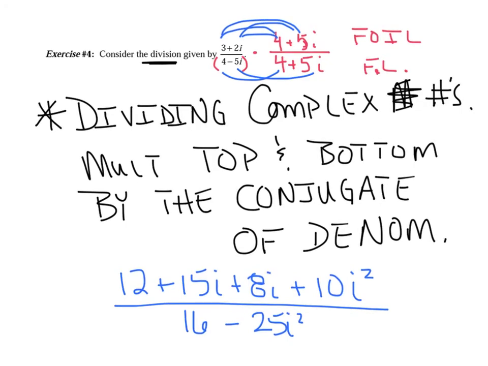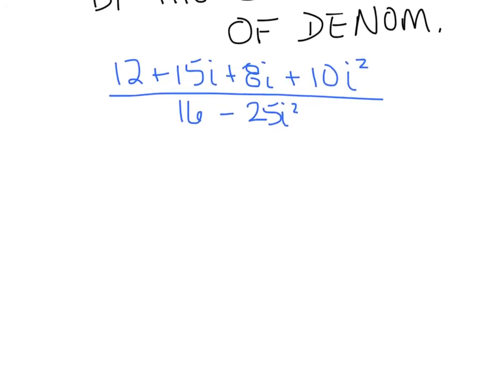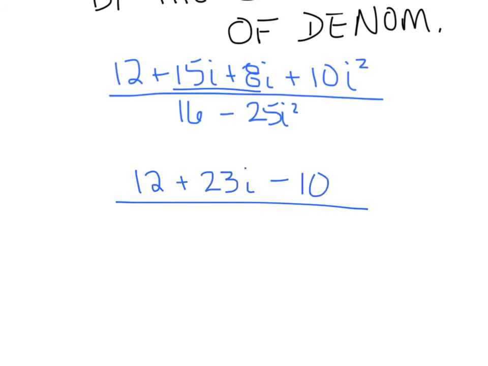I tell you what, I really enjoy these. It's pretty straightforward. There's not much new stuff. As far as my numerator goes, I've got 12. If I combine these middle terms, I'm going to get 23i. And that last term's minus 10. Of course, I substituted a negative 1 for i squared, both top and bottom. And so on the bottom, I've got 16 plus 25.